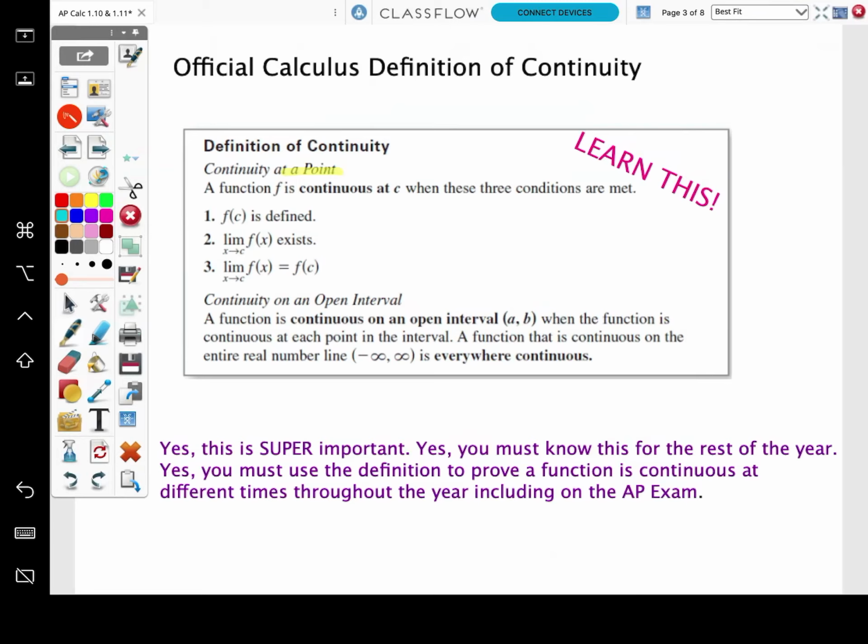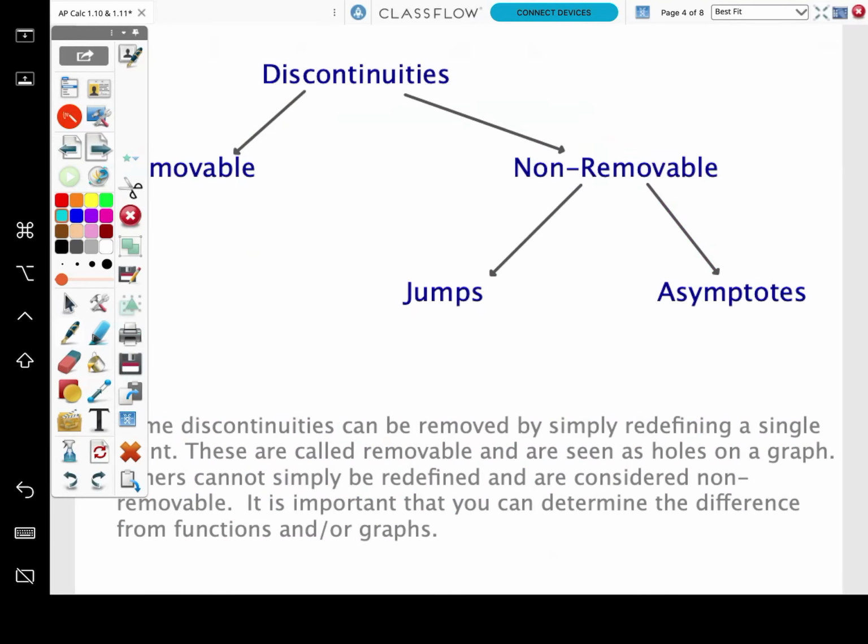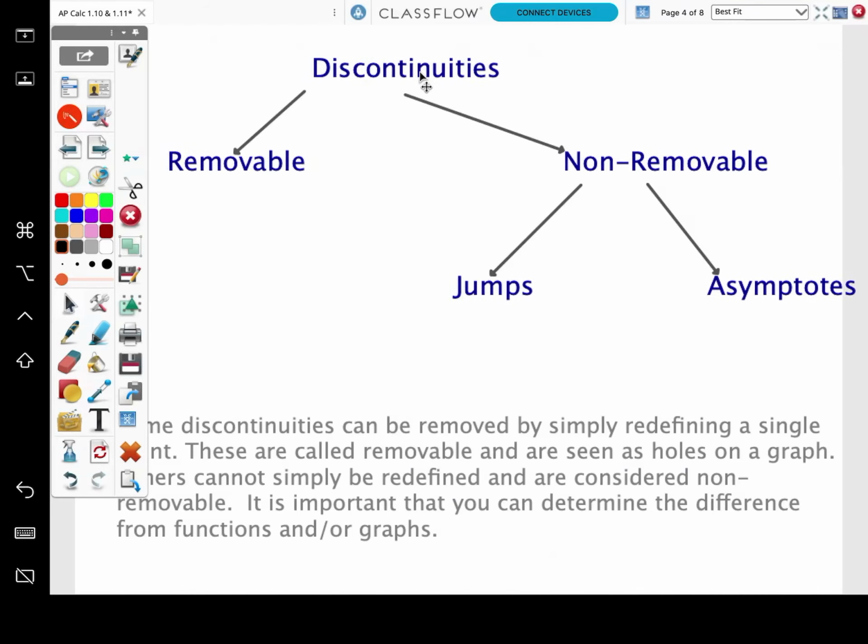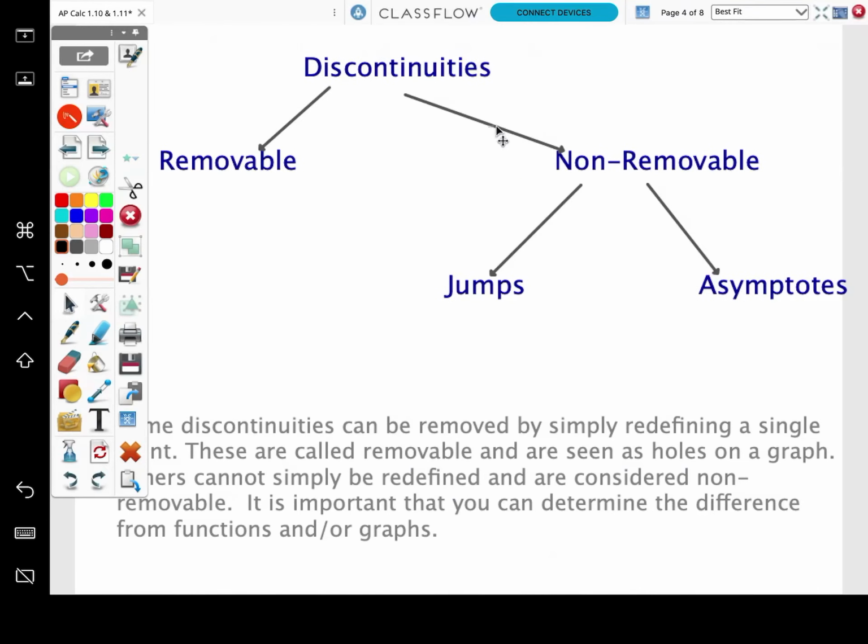The note on the bottom there, you probably already read it. Yes, this is important, like super duper important. Yes, you have to know it for the rest of the year, and at any time you have to tell me the 3 rules for continuity, and you will have to use it to prove continuity at times, including on an AP Calc exam.